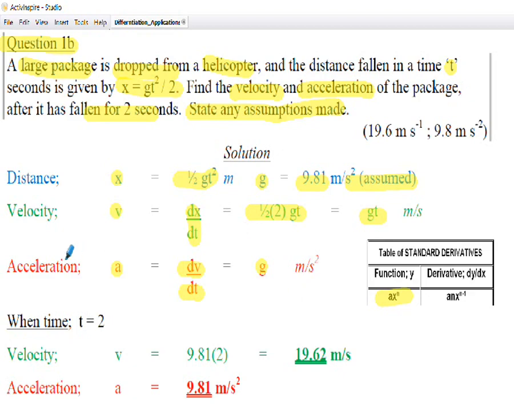We then simply use the equation when t is equal to 2. So for velocity, the equation will be 9.81 times t, times the 2 in this case. The velocity after 2 seconds is 19.62 meters per second, and then the acceleration A is going to be 9.81 meters per second squared, which we would know.